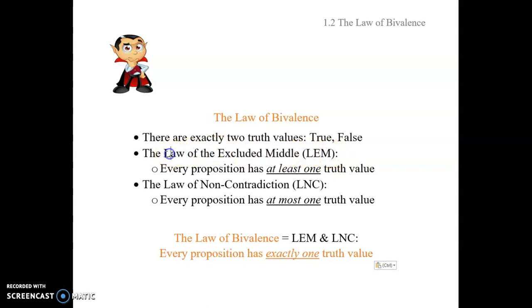So the law of the excluded middle asserts that every proposition, okay, pick a proposition out of a hat, has at least one truth value. That is to say, the proposition you picked out cannot have no truth value whatsoever. It has to have at least one of the truth values, true and false, okay? It's got at least one of those.